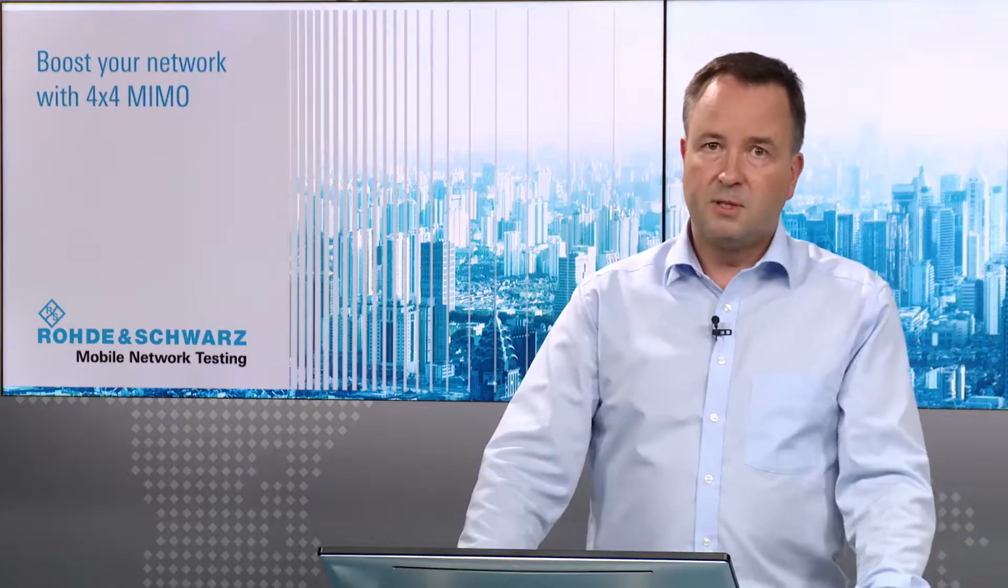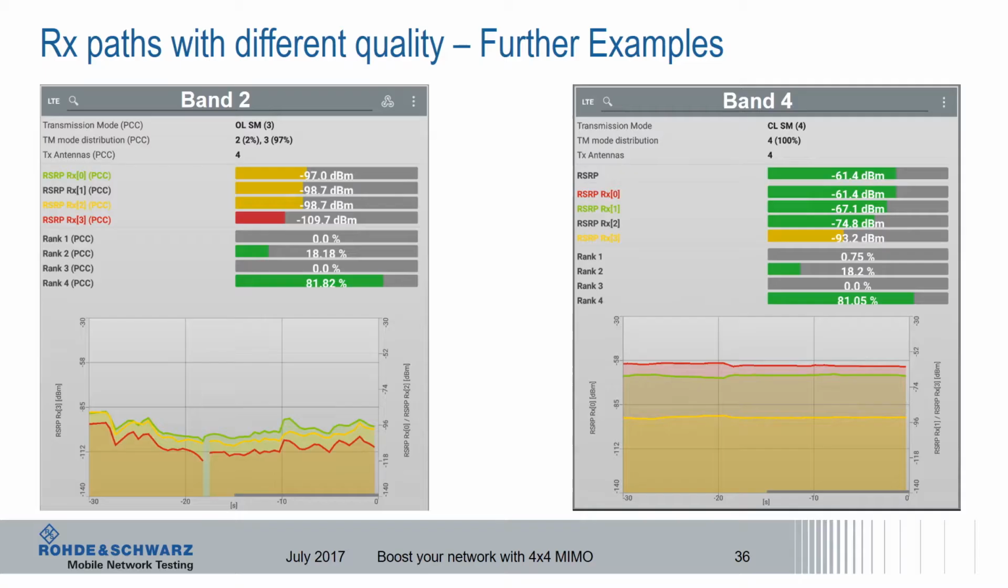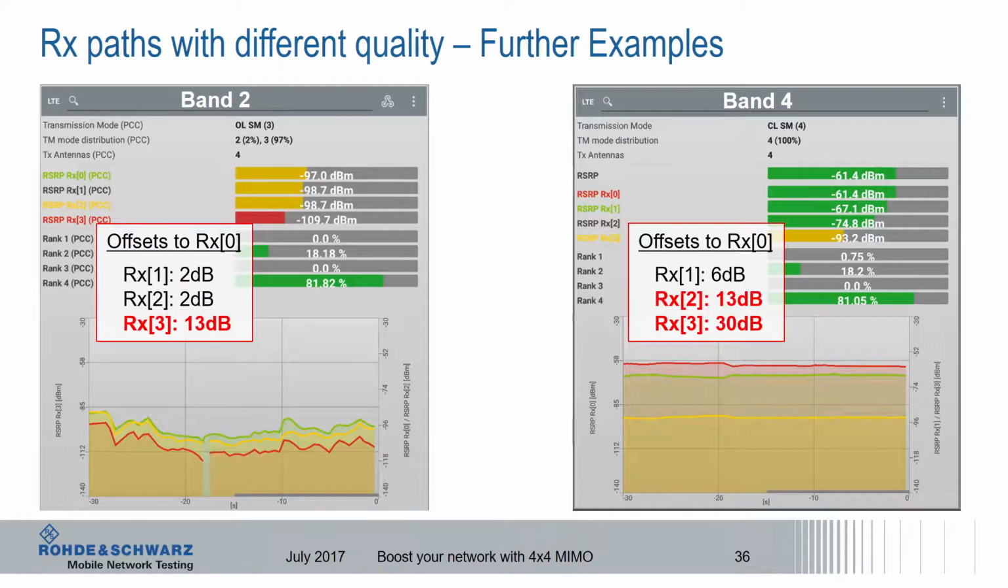Some further examples for this. Here we can see additional measurements, on the left-hand side for band 2, on the right-hand side for band 4. Again, the 13 dB for band 2 was also in the previous slide. And for band 4, an unbelievable 30 dB. So actually this means for this particular band 4, the fourth antenna is not existing at all. And this will have, of course, some impact on the MIMO performance.